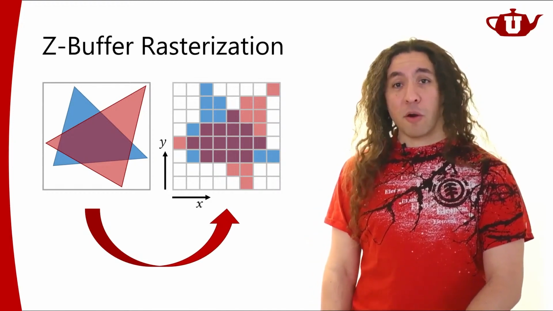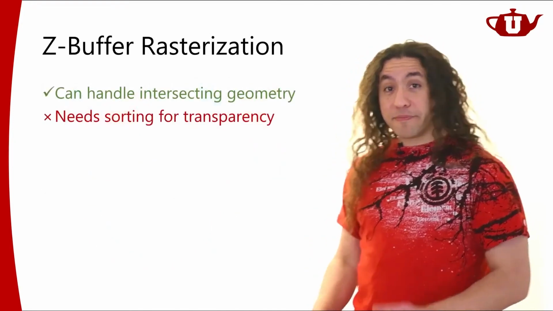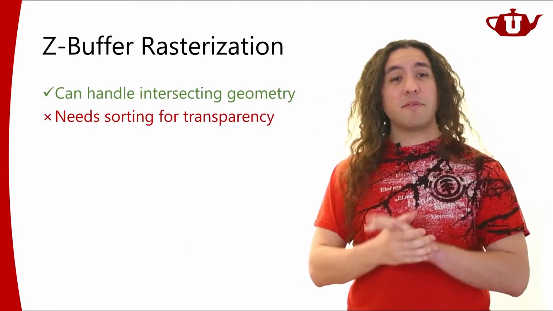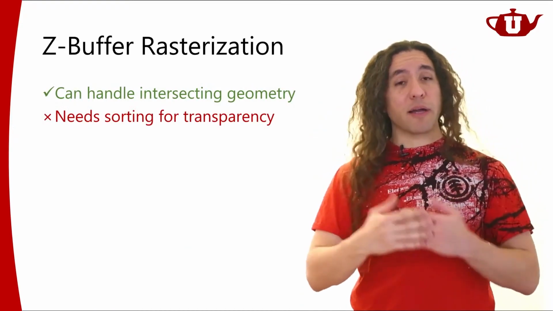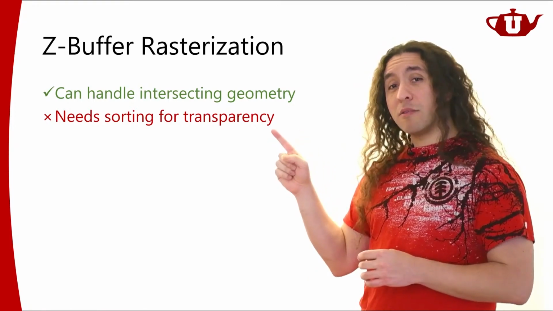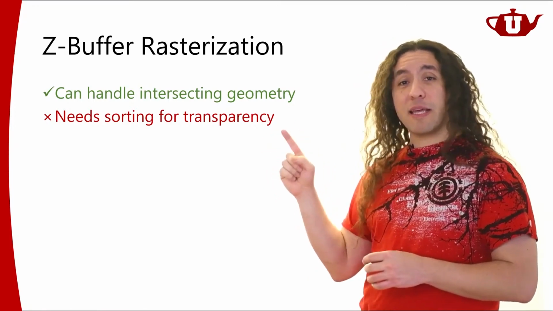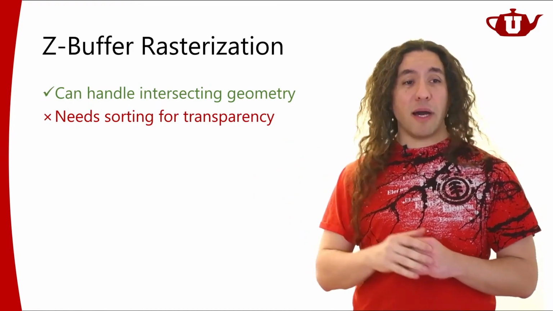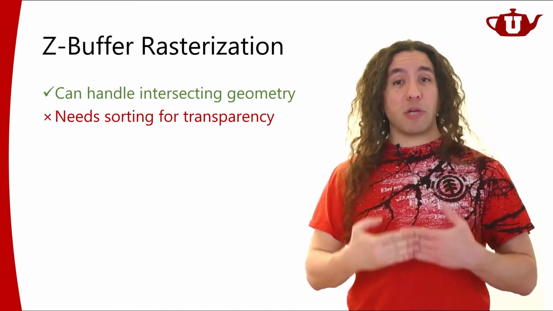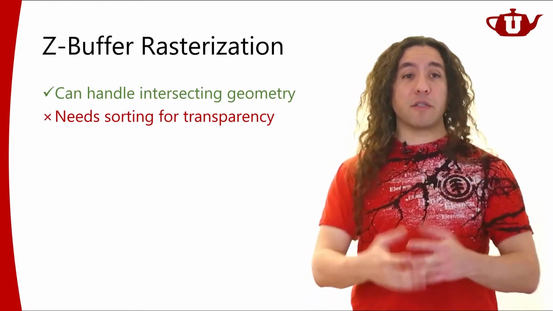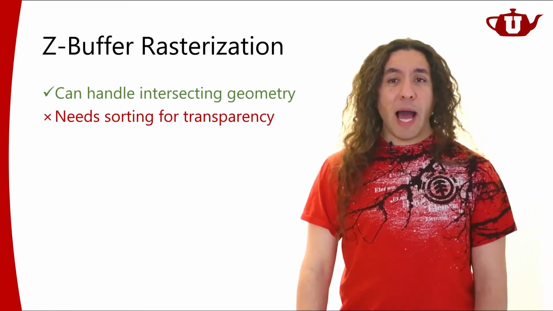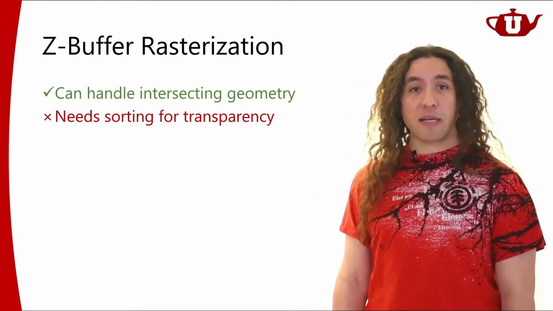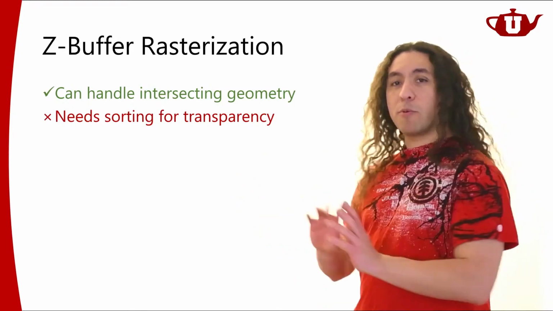order. So Z-buffer rasterization can handle intersecting geometry, and it does not require sorting the triangles before you render them, but it will require sorting the triangles when you have transparency. Right? When you have transparent triangles, you will need to render those transparent triangles after you render the opaque triangles. So that's actually how a lot of game engines work. When they have transparent objects, they would be rendered much later.